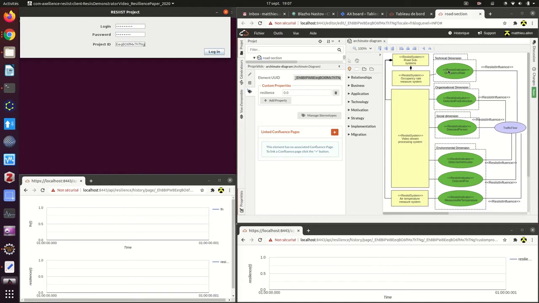The last indicator, measured air temperature, allows us to assess the dangerousness of a fire by monitoring the air temperature. The global resilience, that is to say, that of the road system, is displayed on the left of the 2D view and also on the chart on the bottom right. The received data, Fn, and the resilience for the occupancy rate indicator are also displayed on the left of the 2D view when the model element is selected, and also on the chart on the bottom left.